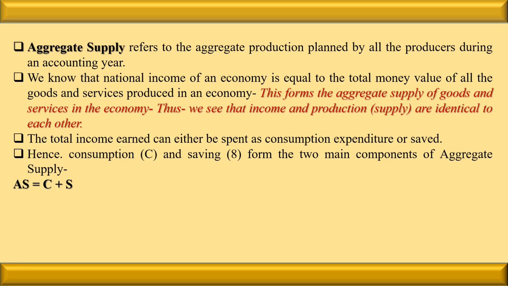The total income earned can either be spent as consumption expenditure or saved. Hence, consumption and saving are the two main components of aggregate supply. So what are the components of aggregate supply? Two components are there, consumption and saving. It can be represented as AS is equal to C plus S.